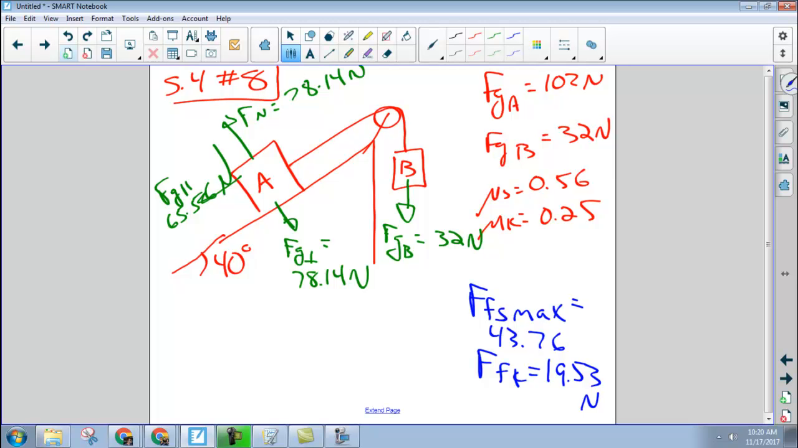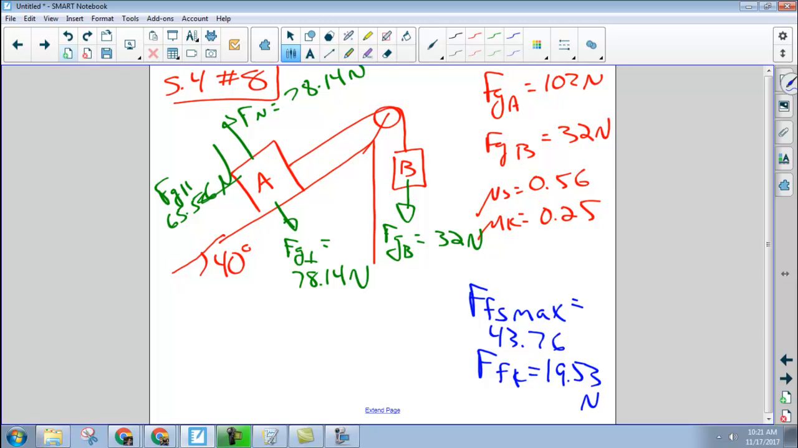All right, so question A wants to know what the block will do if it's initially placed at rest. So what are the choices? Either it can accelerate down the ramp, accelerate up the ramp, or stay at rest, right? Thoughts about where we go? What should our first question be? Does it move? And if it doesn't move, why would it not move? What would be preventing it from moving? Static friction, right? So our question at this point ought to be, can static friction prevent the motion?